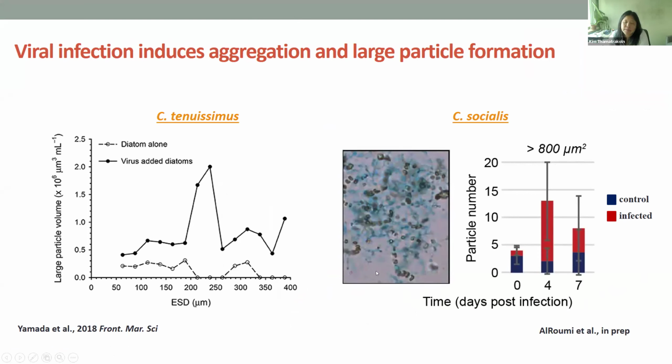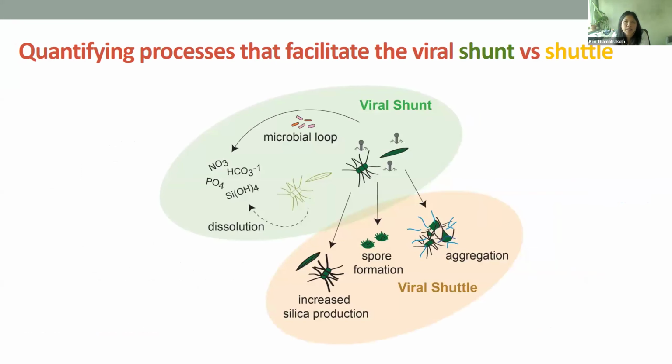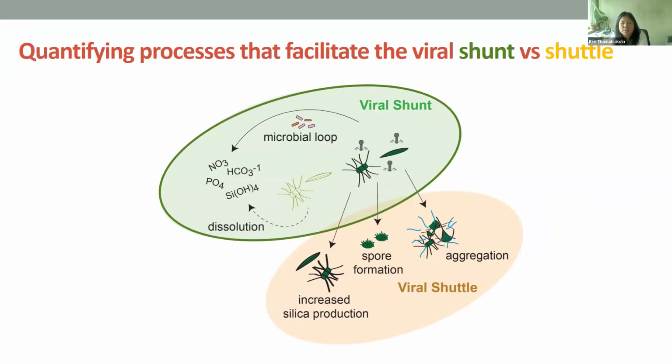And so this is a large particle. This is a particle that's been stained with Alcian blue. So this stains transparent exopolymers, which are sticky polysaccharides, and you can hopefully see all the cells that are included within this large particle. And these large particles have a higher propensity to sink, which would be another mechanism by which viruses could stimulate carbon export.